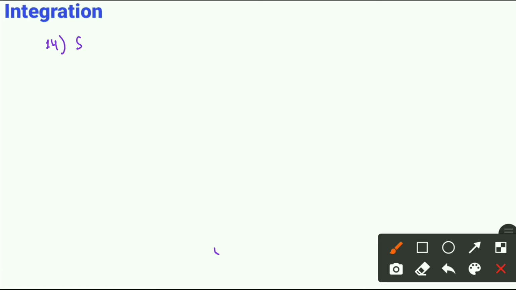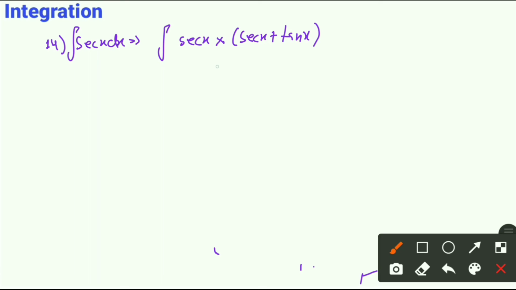Number 14 is sec x. Doing the integral of sec x. Here's the thing: if I try to integrate this directly by changing it to 1 upon cos, it would take a lot of time. So I have a shortcut. I have discovered a shortcut, and that is multiplying the numerator and the denominator by sec x plus tan x.